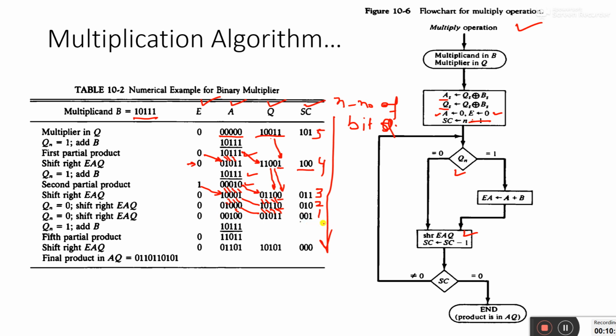Sequence counter is still not 0. So what will we do? We will now check Qn, which has the value 1. Now I have to add this. If I add my B number here, then I will get the fifth partial product, and it is 1 1 0 1 0, and now I have to shift it once.